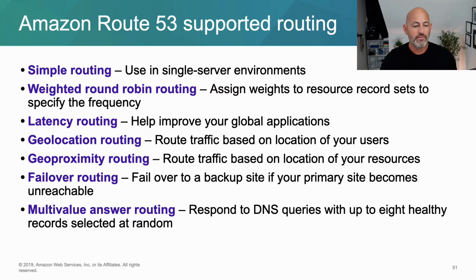And then there's multi-value answer routing. This is when you want to use Route 53 to respond to DNS queries with up to 8 healthy records that are selected at random. That's a cool ability as well, and it could be used for multiple kinds of things. Basically, it's a way to use DNS to improve availability and load balancing. So a lot of things you can do with Route 53.